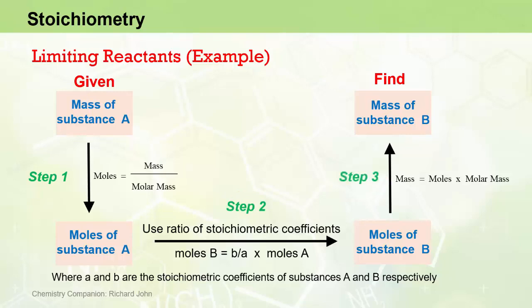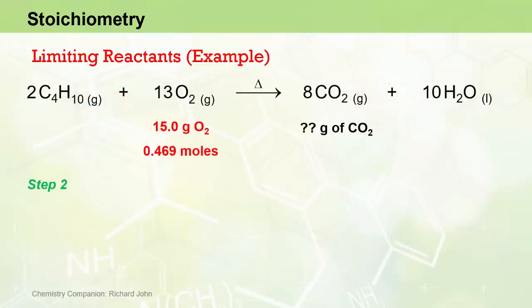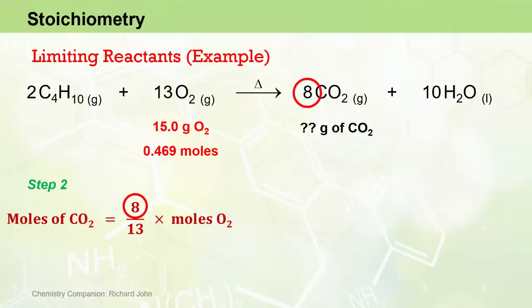Now that we've carried out step 1 and identified the limiting reactant, we now need to carry out step 2 and then step 3. So in step 2, we calculate the moles of carbon dioxide that are produced using this expression, moles of carbon dioxide equals 8 divided by 13 times the starting moles of oxygen. Remembering it is the starting moles of the limiting reactant oxygen which determine the moles of product produced. The ratio of 8 on 13 comes from the stoichiometric coefficient of the substance we are trying to find information about, in this case carbon dioxide, divided by the stoichiometric coefficient of the substance we have been given information about, in this case oxygen, the limiting reactant.